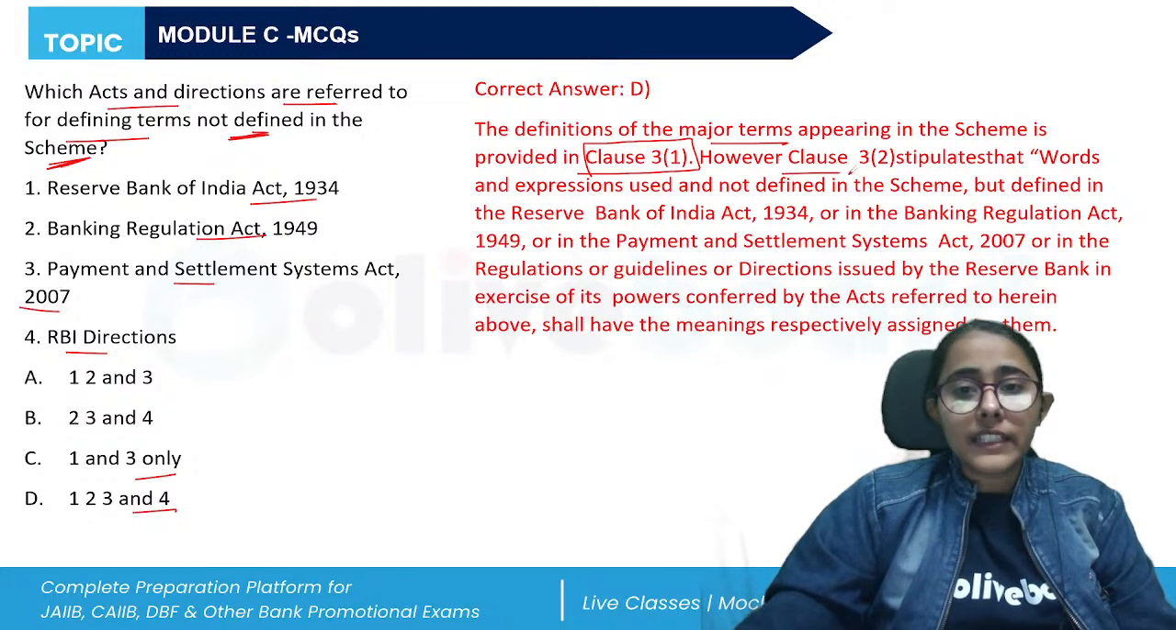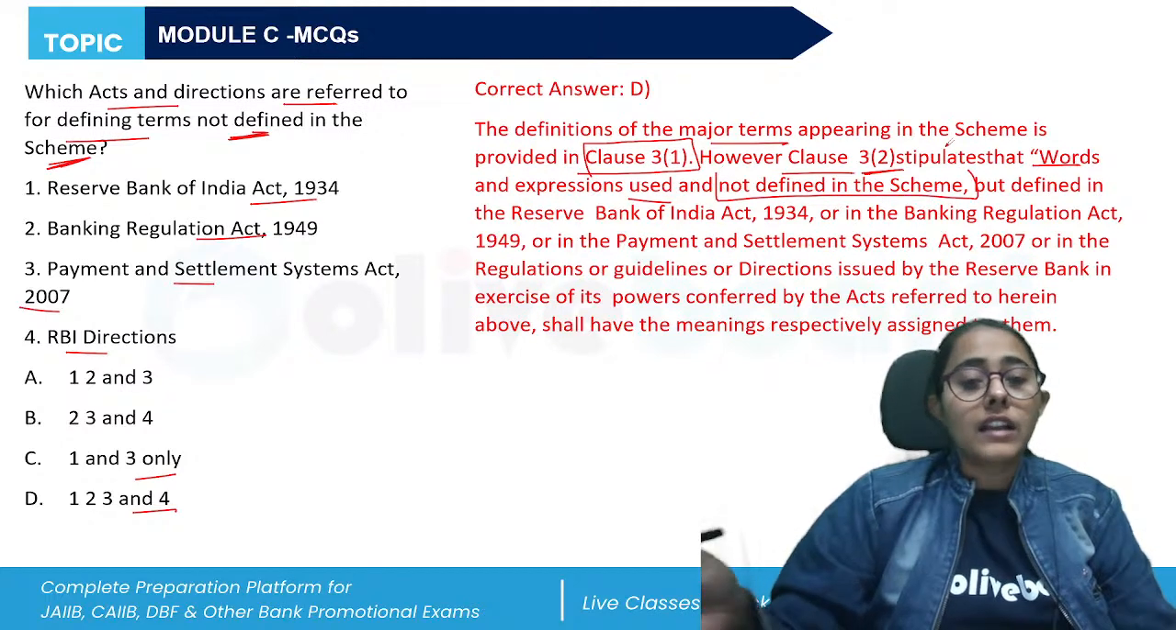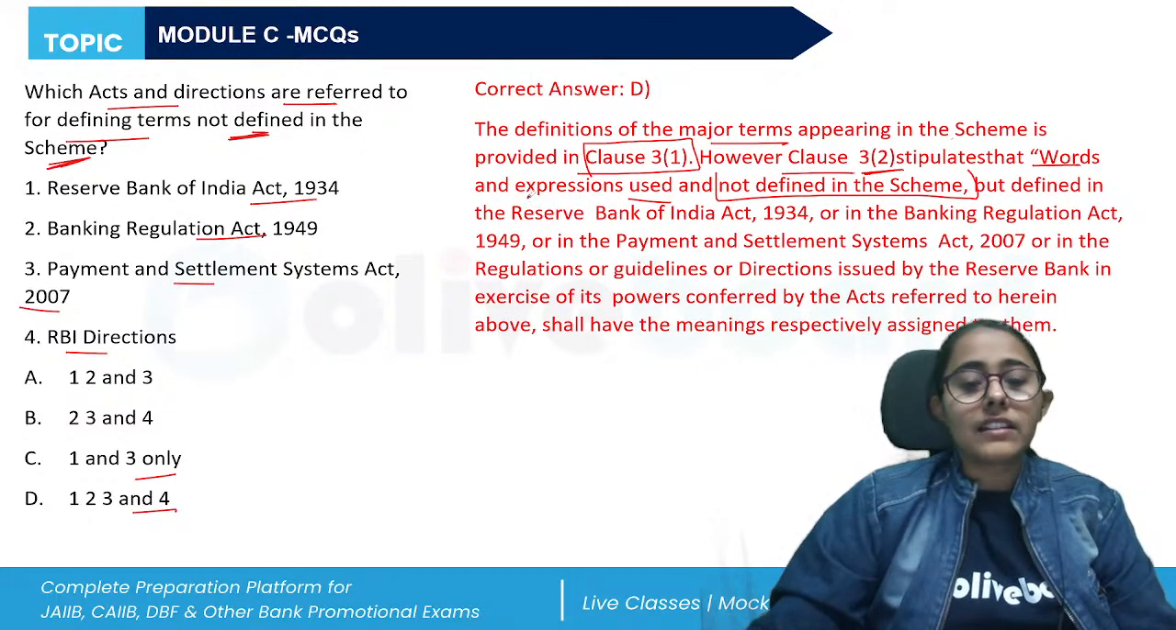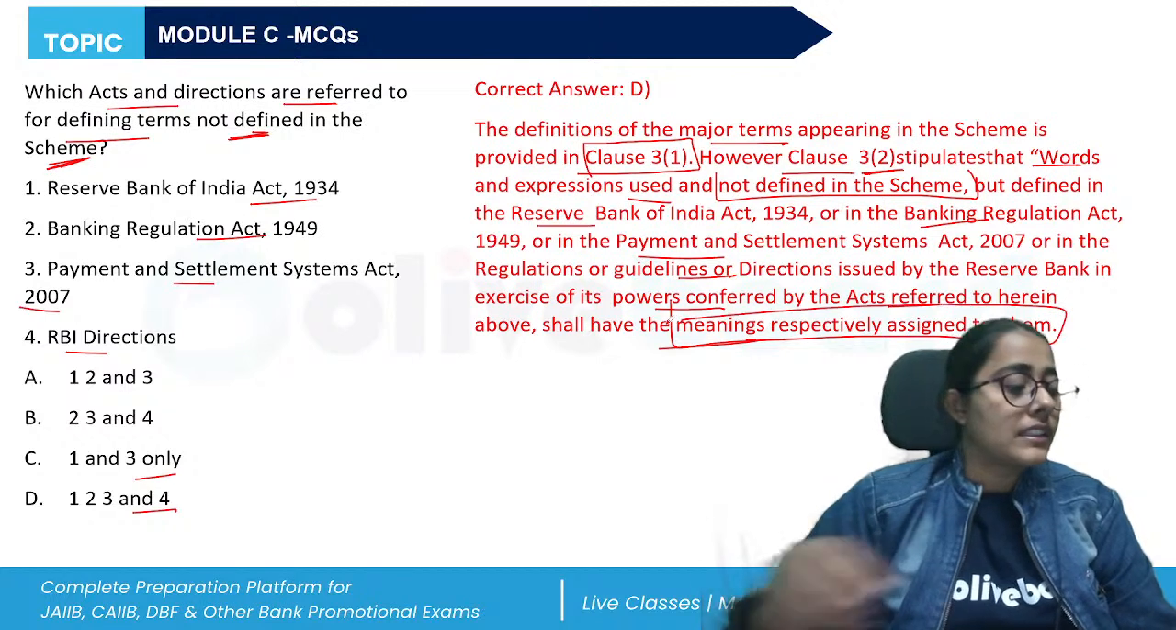However, clause 3 subsection 2 stipulates that words and expressions used and not defined in the scheme. There are some expressions or words that are used in the scheme, but the definition is not given in the third clause. They are defined in various acts like the RBI Act, the Banking Regulation Act, the Payment and Settlement Act, and all directions given by RBI. They will be referred to and will have the same meaning that has been assigned to them under the different acts.